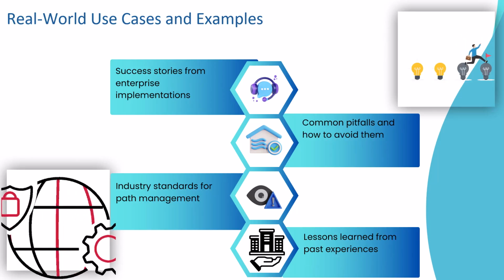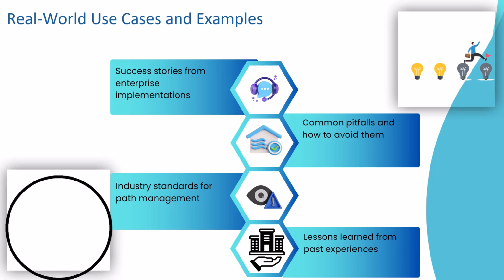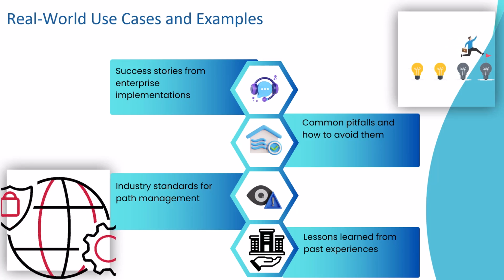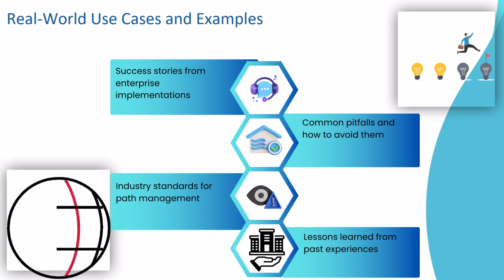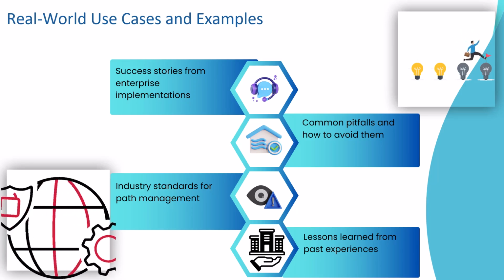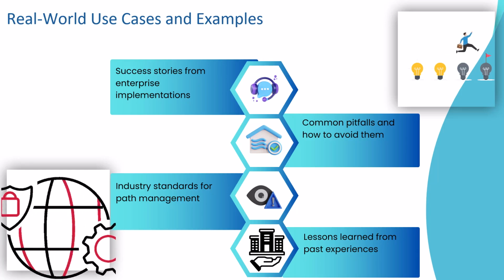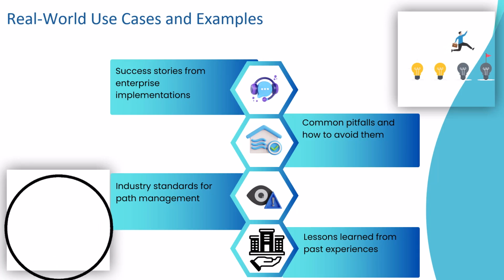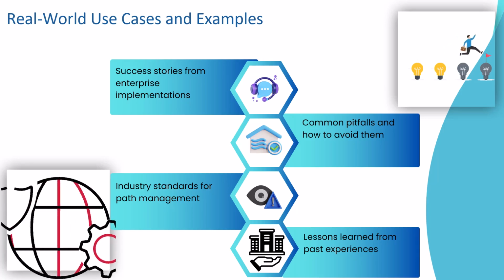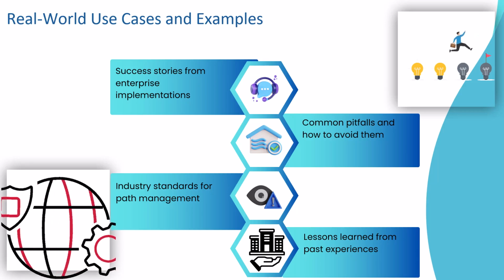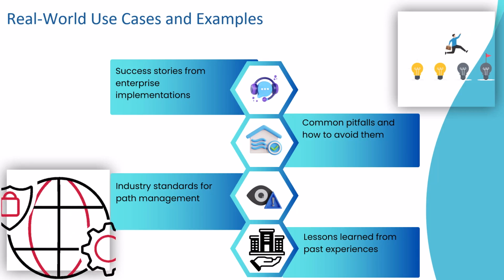Enough theory, let's talk real-world impact. Big companies use structured path management to streamline operations, and avoiding common pitfalls saves them millions. Industry standards exist to guide us, but the best lessons come from real failures and how teams recovered. So buckle up for some interesting examples that'll make you rethink how you handle file paths.